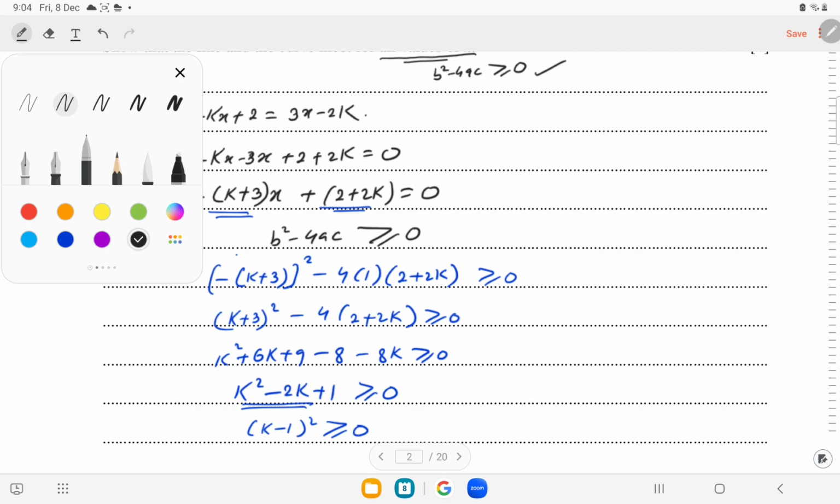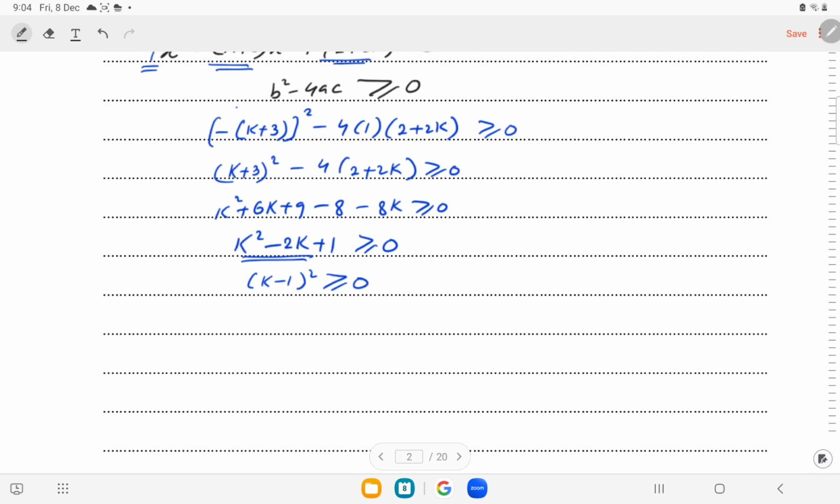Here you can see whatever the values of k you substitute here, it will always be greater than or equal to 0. For example, if you suppose k is 1, it becomes 1 minus 1 is 0, 0 square is true. So for all real values of k, it is true.